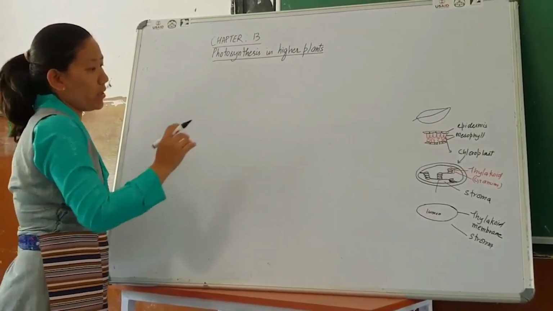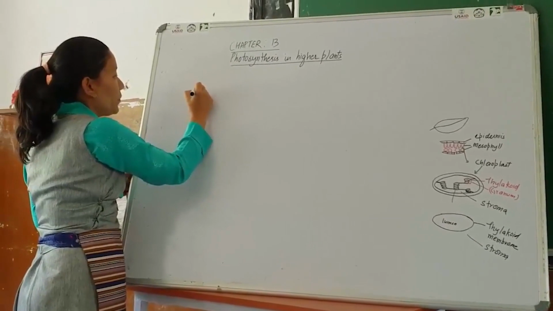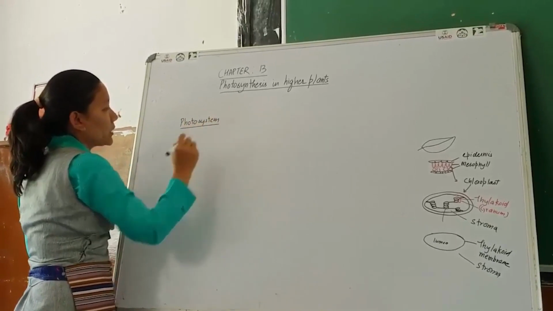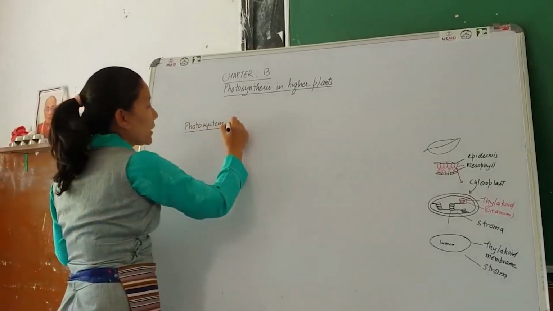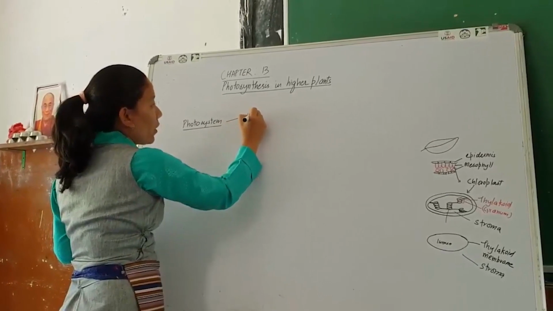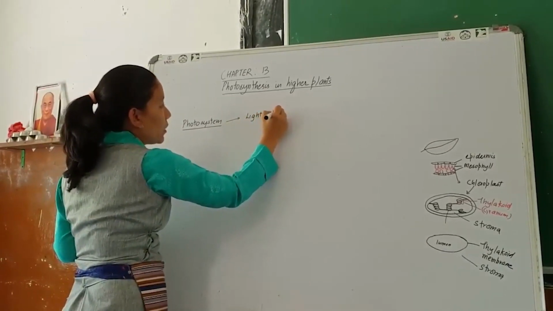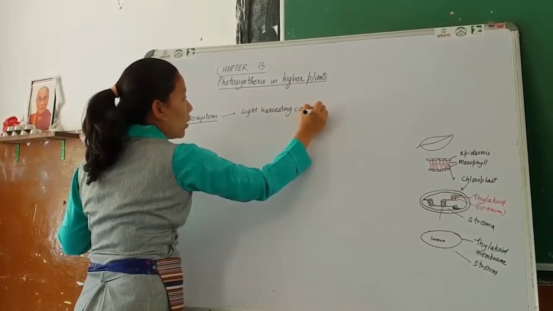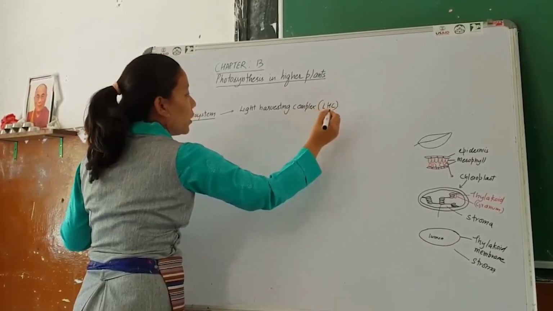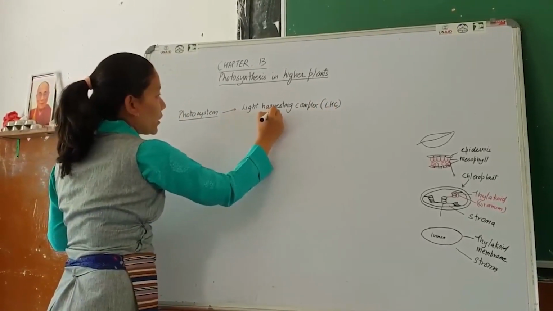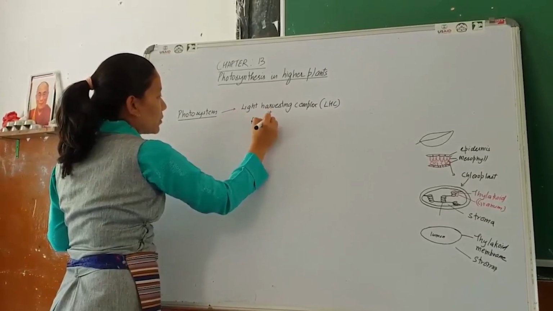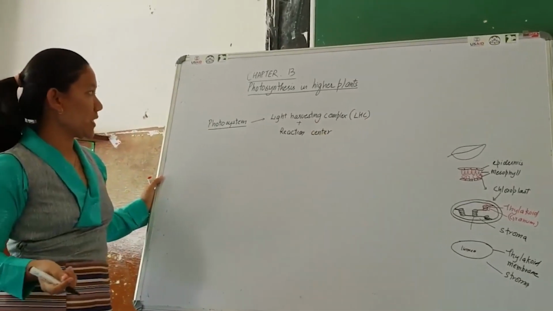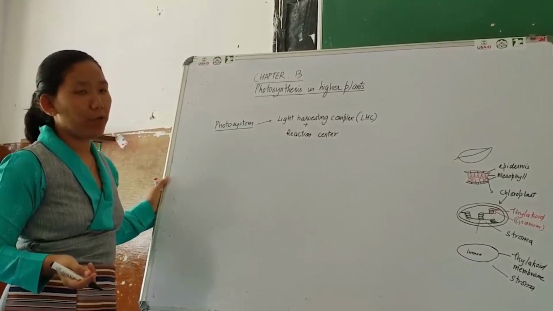So the thylakoid membrane contains a photosystem. So photosystem is nothing but it is composed of light harvesting complex, LHC, and reaction center. So this photosystem consists of light harvesting complex and reaction center.